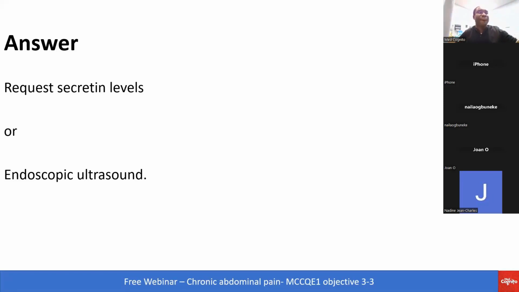Yes, please. I understand the secretin level, which measures the level of the amylase and the lipase. So what would the endoscopic ultrasound scan show you? It shows you the pancreas itself, the morphology of the pancreas, and you realize that, oh no, this pancreas does not look normal. So two things will help you to diagnose chronic pancreatitis: secretin levels and endoscopic ultrasound.